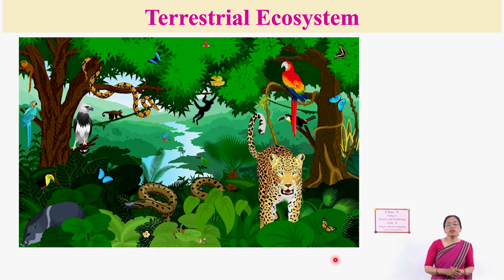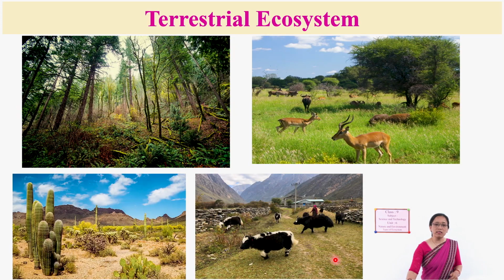In the terrestrial ecosystem, we find different types of environment. Just see in this picture, this is a dense forest. The temperature of this area may be different from the temperature of this area. And this is desert land, this is grassland, this is desert land, and this is in the Himalayan region. So the temperature, condition of soil, and amount of water present in the soil are different in these four areas.